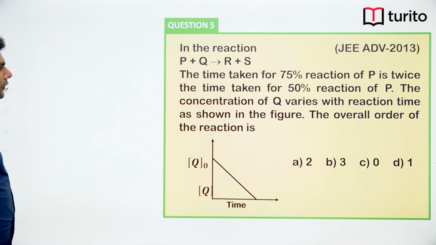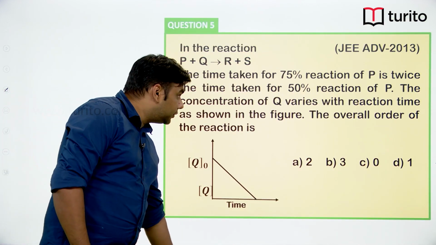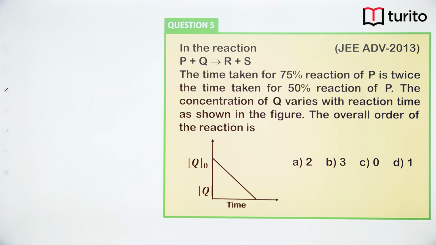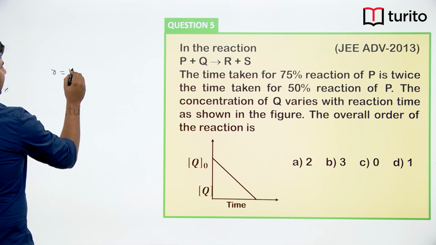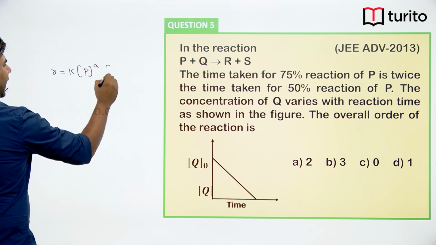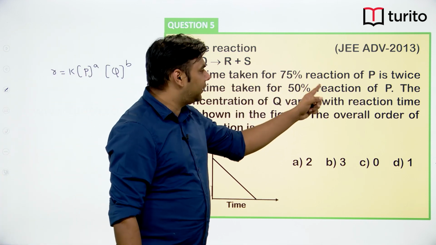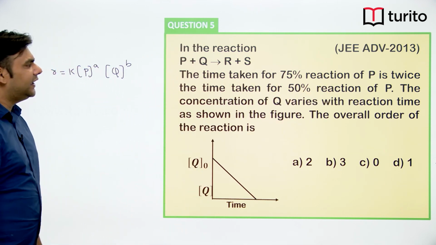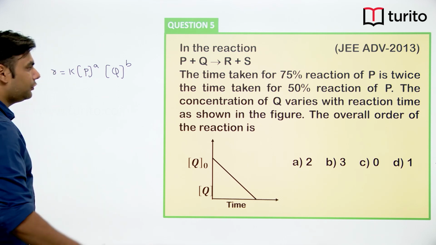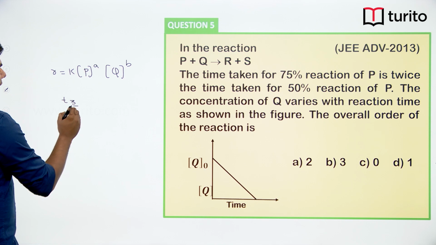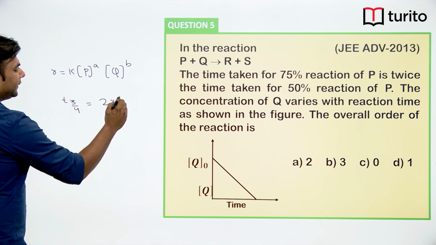Okay, so look at this question. This was asked in IIT-JEE 2013. Just read this question. Again, it is a question based on graph. This question says that there are 2 reactants P and Q. Suppose the order is a with respect to P and b with respect to Q. It says that the time taken for 75% reaction of P is twice the time taken for 50% reaction of P. So the data given to us is that t 3 by 4 for P is twice t half of P.